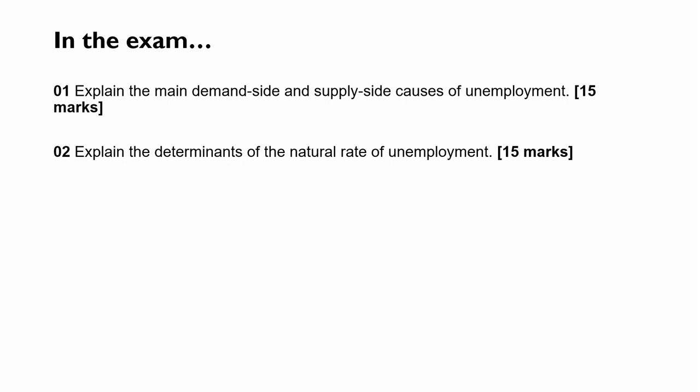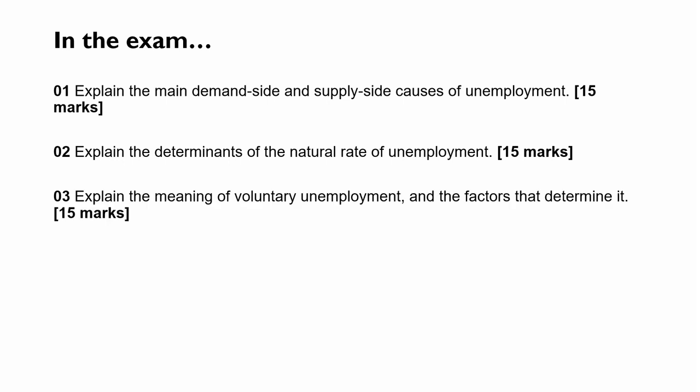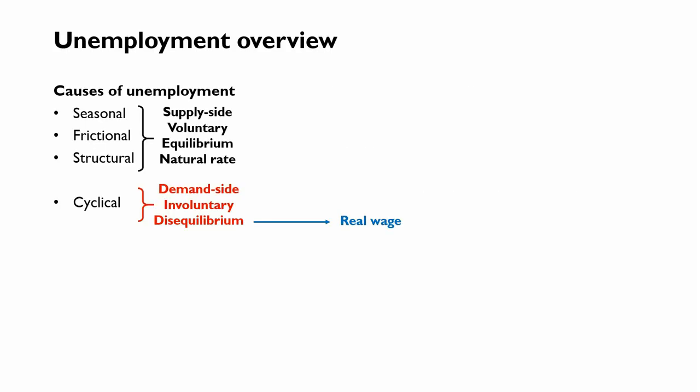Or explain the main determinants of the natural rate of unemployment. Well, we can break that down into frictional and structural and go through what we know determines those. Check out the last video if you're unsure. Or perhaps thirdly, explain the meaning of voluntary unemployment and the factors that determine it. And again, tricky question, but voluntary unemployment we know is just structural and frictional, and so we can just explain why those are voluntary and then go through what determines them. If we understand this broad framework of how these unemployment terms fit together, we'll see that these kinds of questions are not as difficult as they seem.